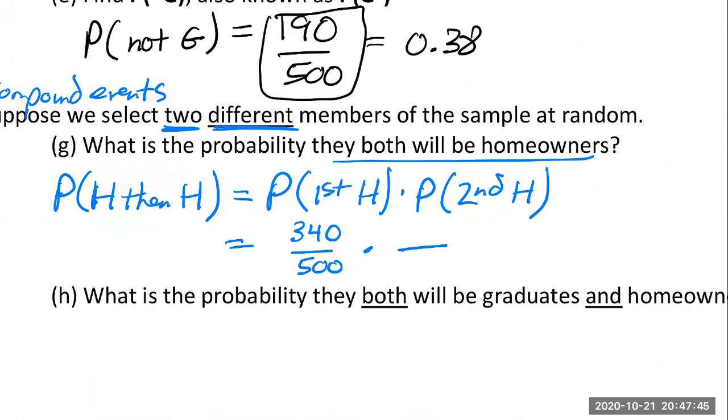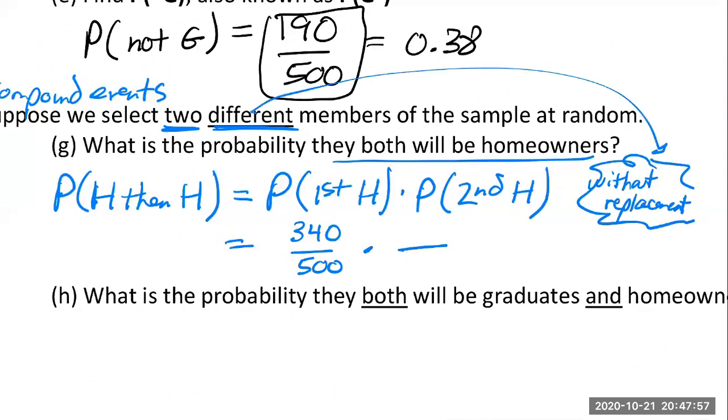So after you pick that first one, this is basically saying without replacement, because we want different homeowners. So if you want a different one, now you have 499 people left because you just selected one. He's gone. And you have 339. Now on one like this, I would multiply it out. 340 times 339 divided by 500.